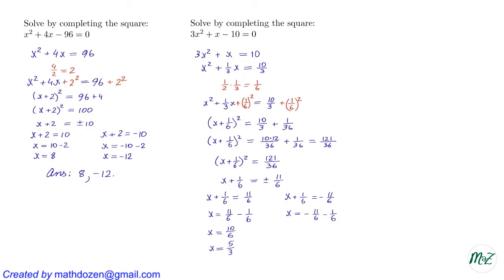And then on the right-hand side, we end up with x plus 1/6 equals negative 11 over 6. So that's the right equation that we work with. x equals negative 11 over 6 minus 1/6. So that's x equals negative 12 over 6, which is the same as negative 2. And we have the two answers, x equals 5/3 and negative 2.